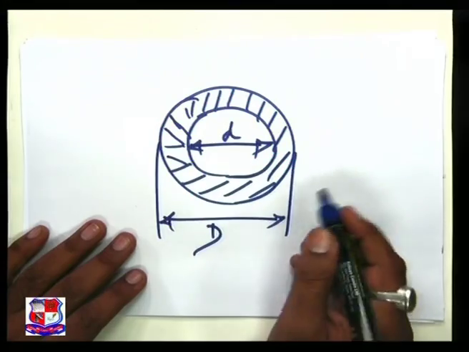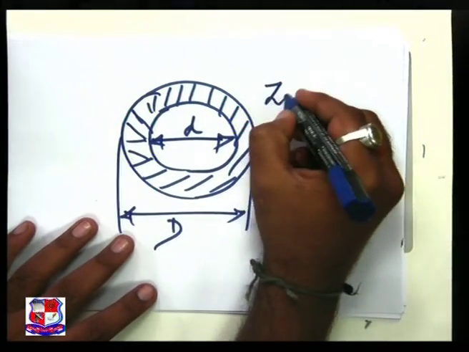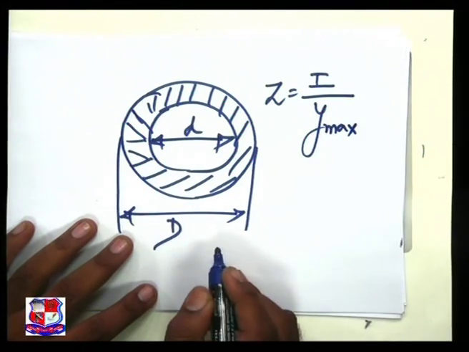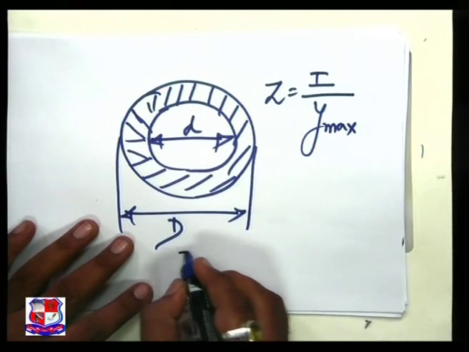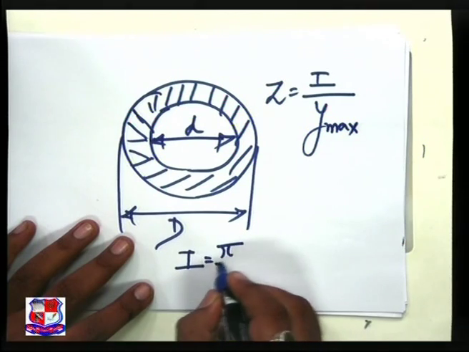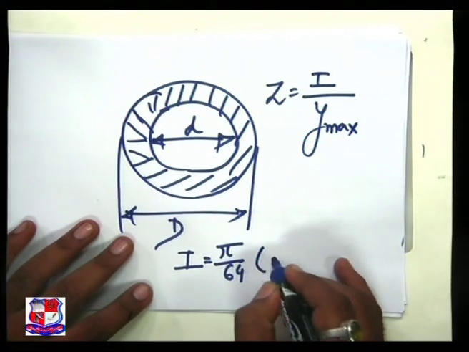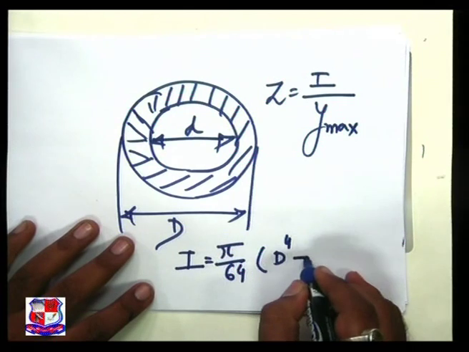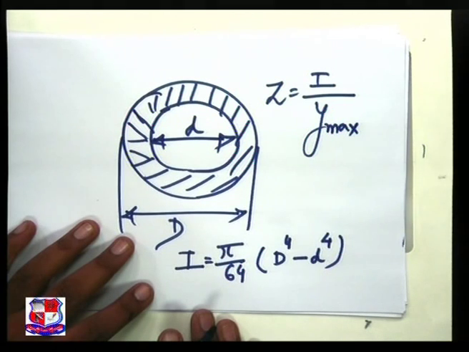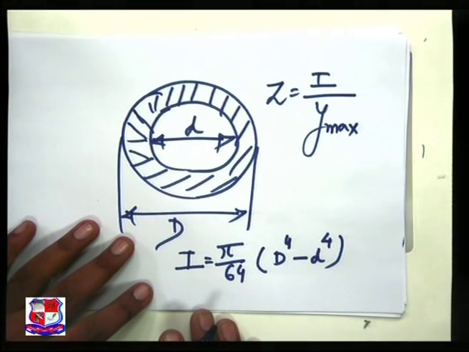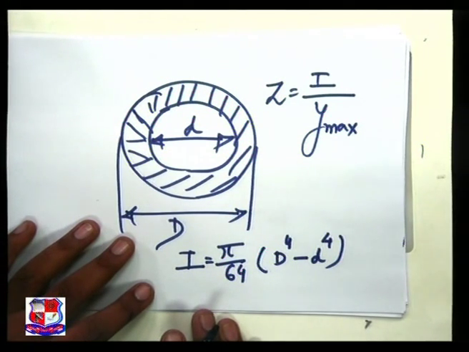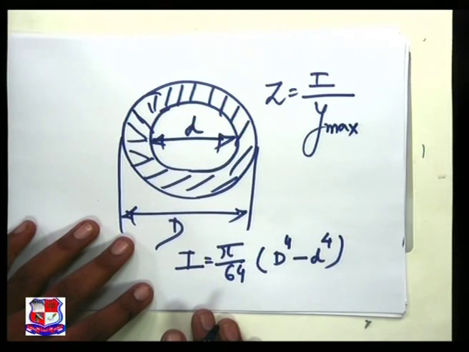Now, in this case, our intention is to find out Z, that is I by Ymax. What is the value of I in this case? This is equal to pi by 64 bracket D raised to 4 minus d raised to 4. This is the basic fundamental equation of moment of inertia of a given hollow circular section.